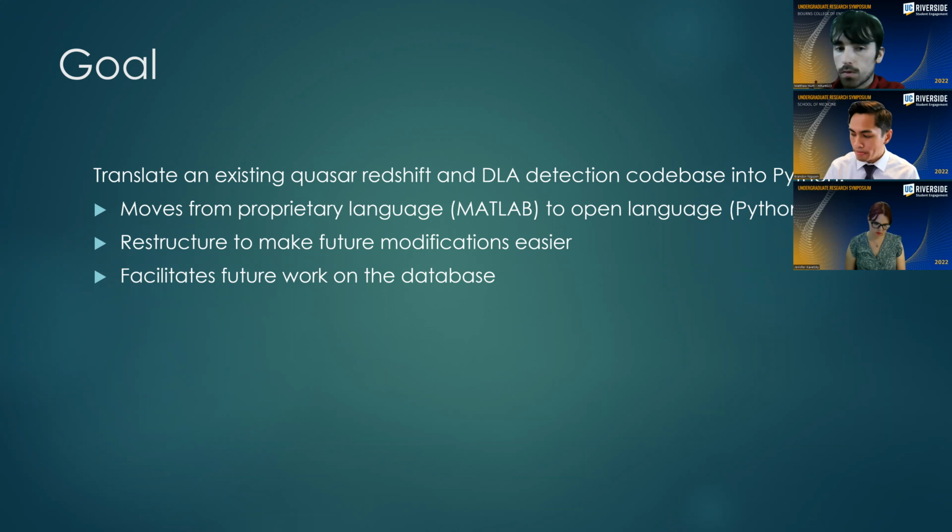The next thing that I did was restructure it to make future modifications easier, by putting different parts of the code as well as the scripts into a form that is much easier for researchers or astronomers to analyze. And putting them in classes ideally makes it a lot easier to understand than the README file, which was a lot more confusing in the original code base. So this helps facilitate future work to improve speed and accuracy even further in calculating these quasar redshifts and DLA detection probabilities.